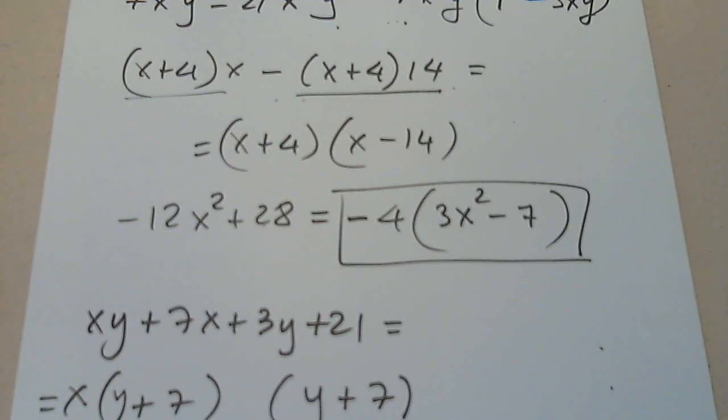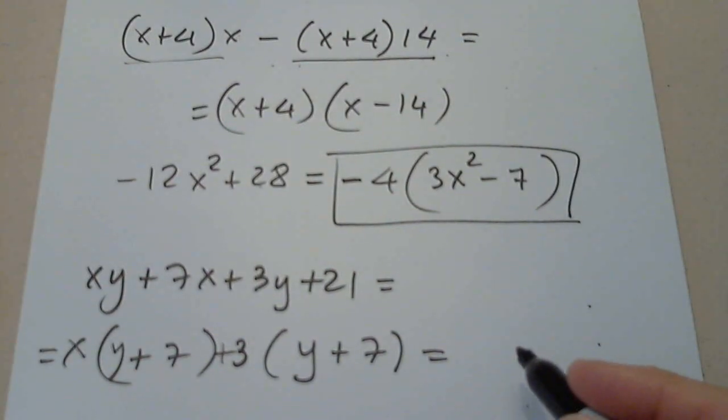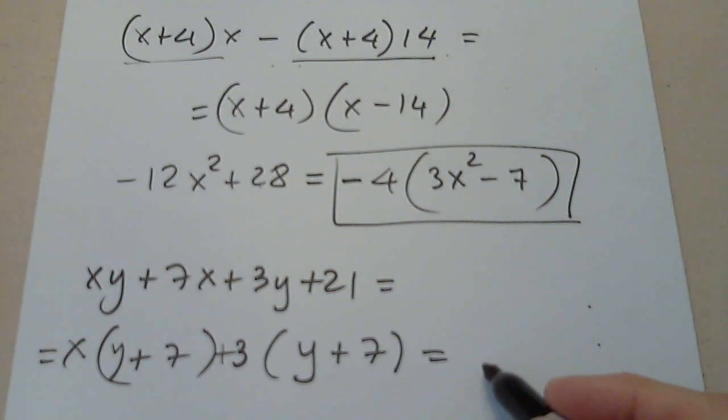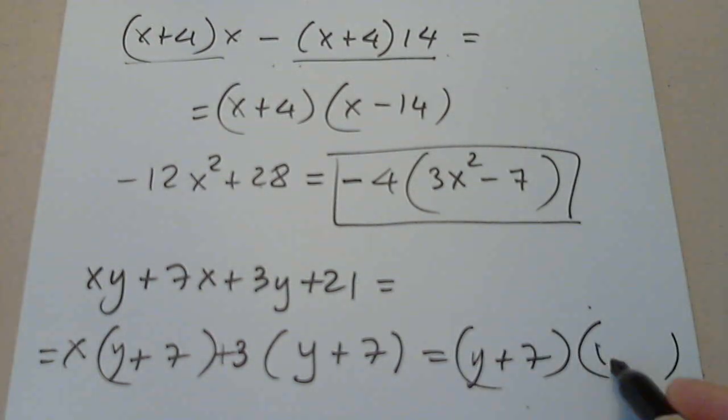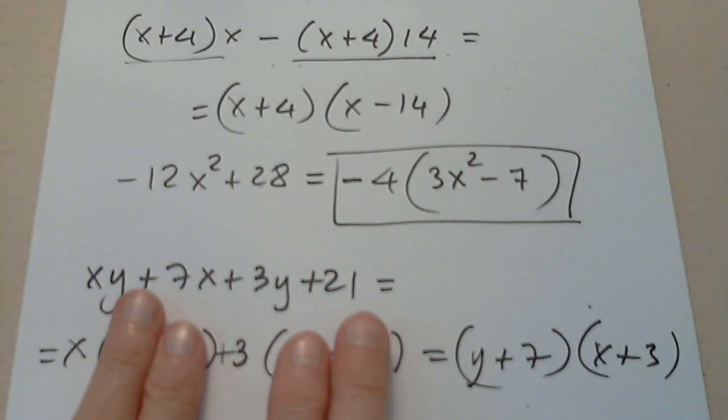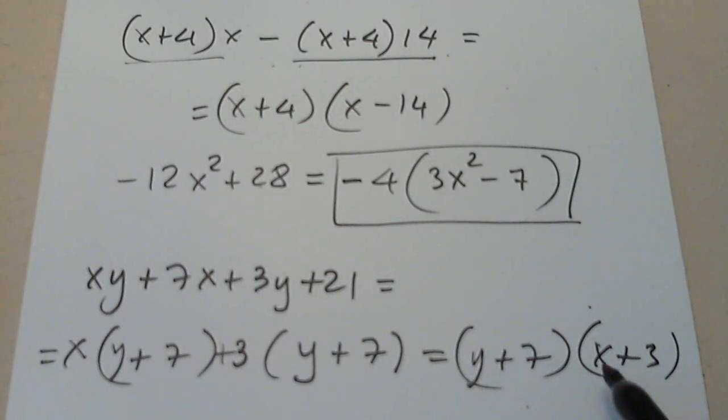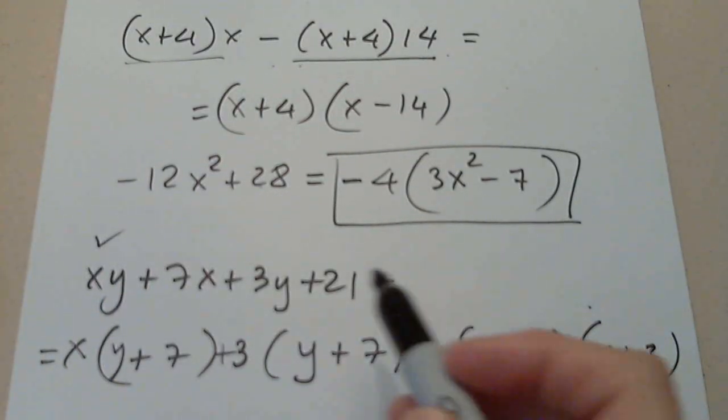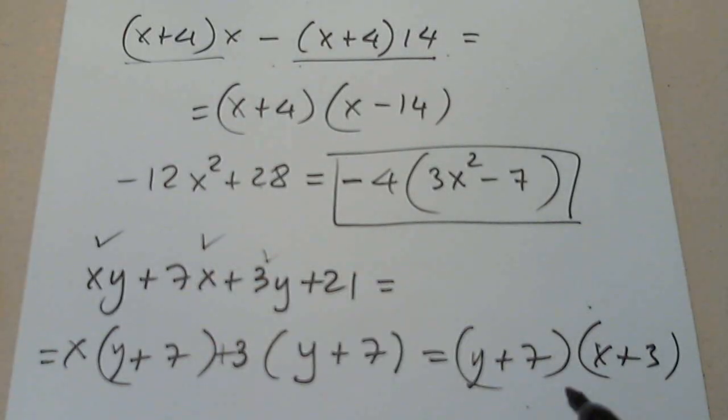And we get +3. Very good. Now the common factor is y plus 7, and we have to pull it out. Y plus 7, x plus 3. Very good. Once we take out the y plus 7, what is left is an x plus 3. It will take 5 seconds to verify. Y times x or x times y. Y times 3. 7 times x. 7 times 3.